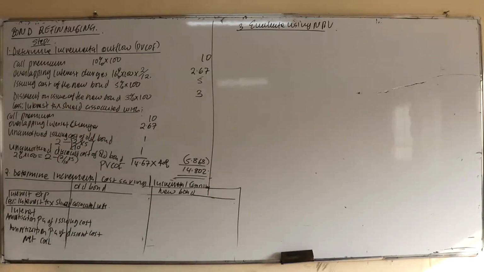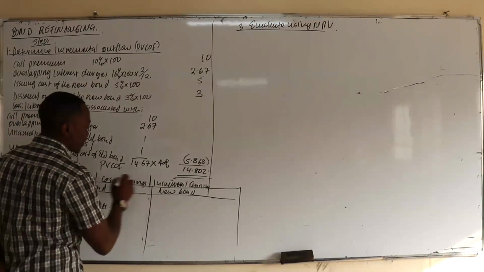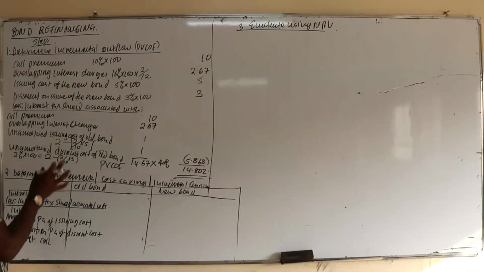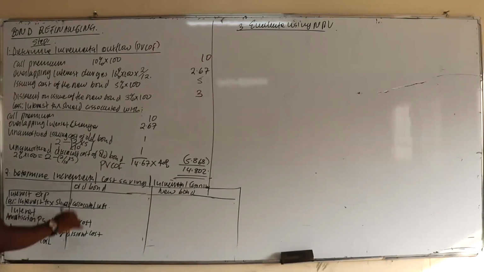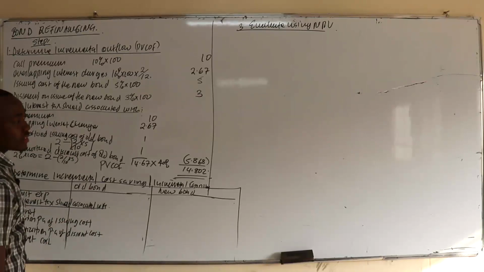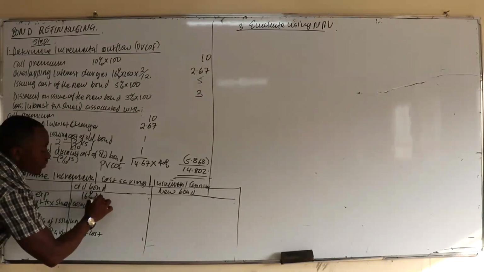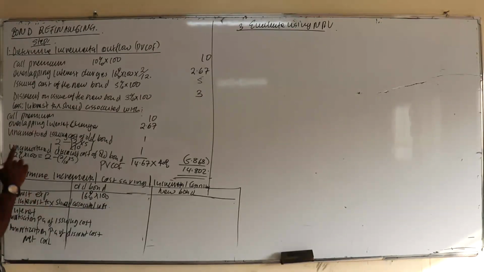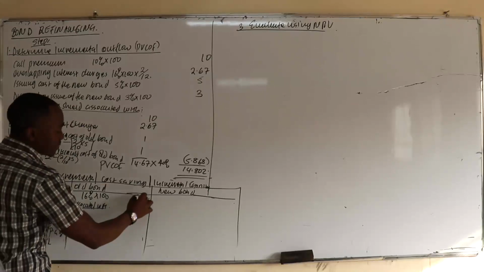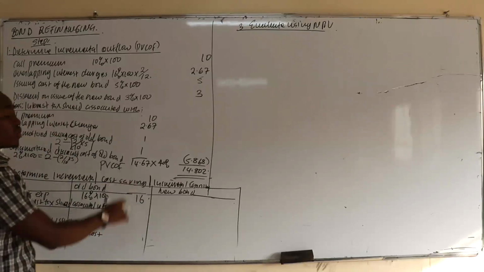Then we go to step number 2. We say that in step number 2, you compare the cost of the old bond against the new bond. And I start by taking the interest expense. The old bond, we are paying an interest rate of how much? Just in the first paragraph. It was 16%. So it's 16% of the par value, which is 100. So that means for every year, they have been paying an interest of how much? 16.